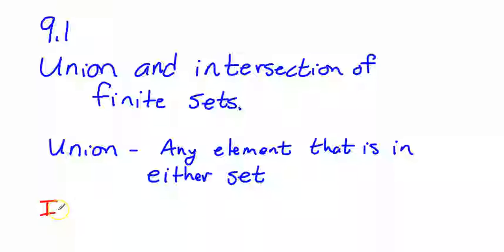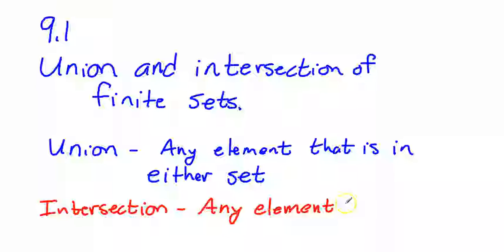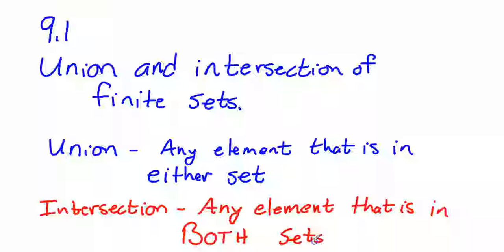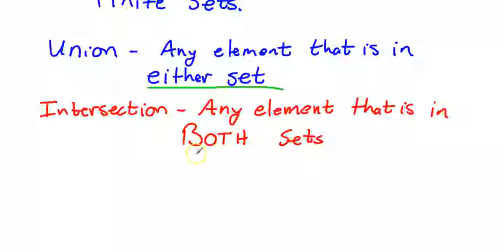And when we talk about the intersection, that's any element that's in both sets. So for union, you want anything that's in either set. For intersection, you have to have what's in both sets when you're looking at the different parts of this.